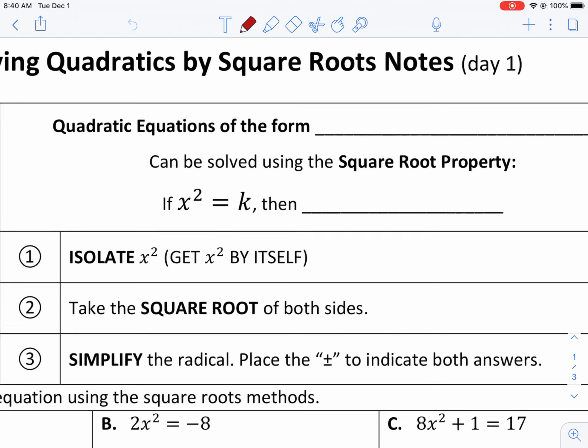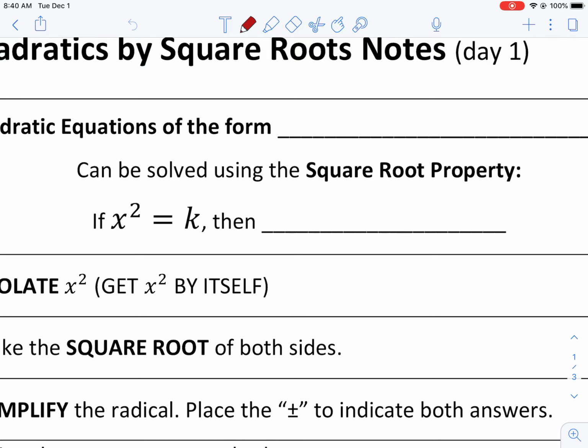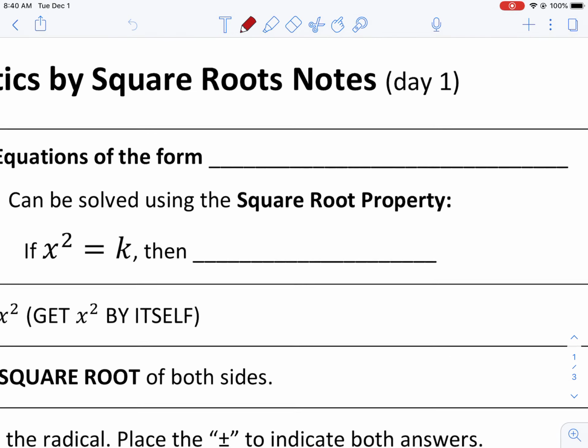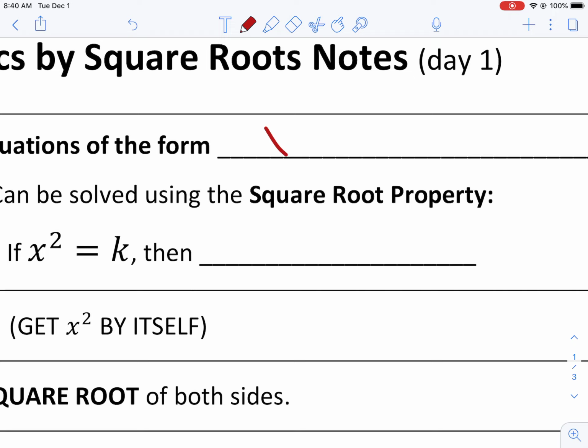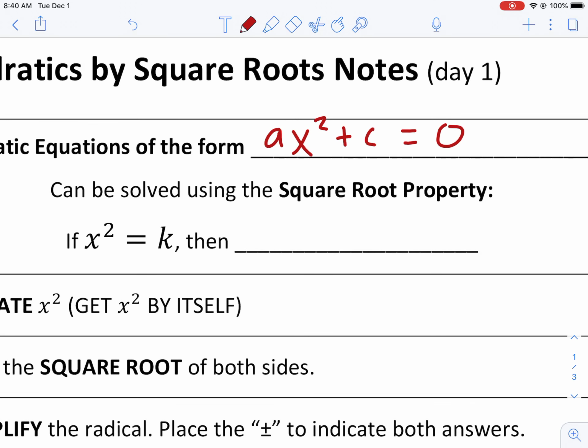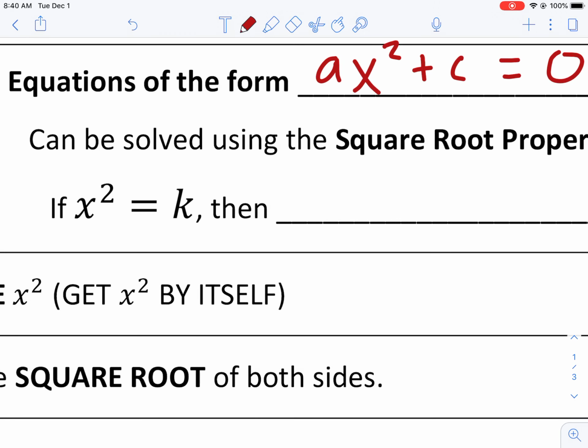So it says quadratic equations of the form, quadratics with no C, or with no B, basically. Quadratic equations of this form can be solved using the square root property, which basically just says if x squared equals k, then x equals plus or minus the square root of k.